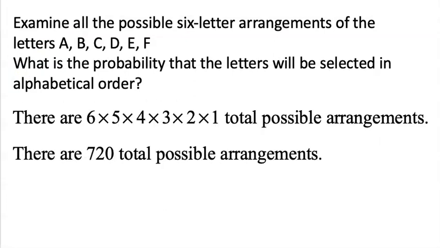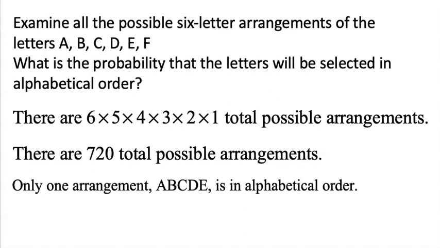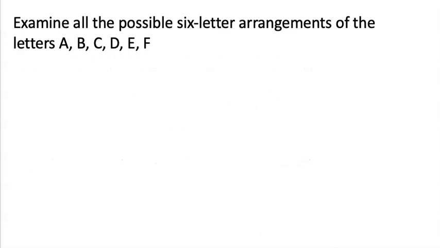Now how many of those 720 are in alphabetical order? Well, only one. Only A, B, C, D, E, F. So if that's the case, what's our probability of selecting them in alphabetical order? 1 out of 720. That's all we have. All right, let's take a look at another one.